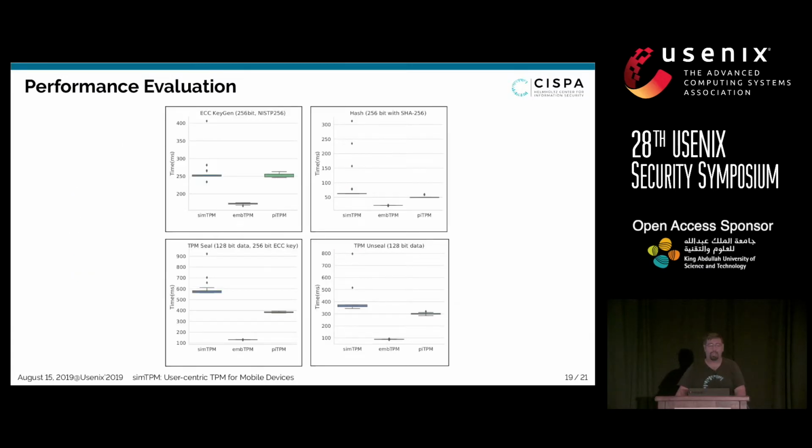The first set of commands that we used are the cryptographic commands. Those are ECC keygen on the top left, hash on the top right, TPM seal on the bottom left, and TPM unseal on the bottom right. And here we can see that emp-TPM, the embedded TPM, is a clear winner. You can see in the picture that the embedded TPM is in the middle row. But for the simTPM, on the left row, the numbers are on par with the plug-and-play TPM, the Pi TPM running on a Raspberry Pi, on the right row of the picture.